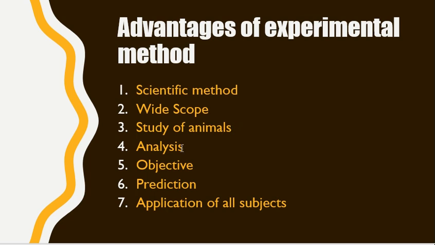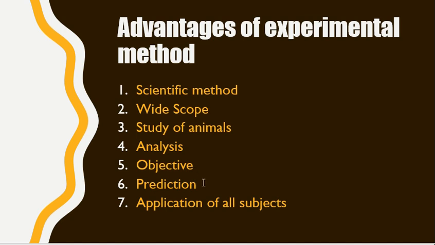Analysis, yes, in this method results can be repeated and analyzed. Because of this analysis factor, we can scientifically prove our results. Objective, this is also known as objective method. Experimental method is an objective method because it does not allow the choice of experimenter. Conditions have been controlled, experimental conditions apply, the independent variable is introduced, and we check the results. So we cannot be biased. The experimenter cannot give biased decisions, biased results.